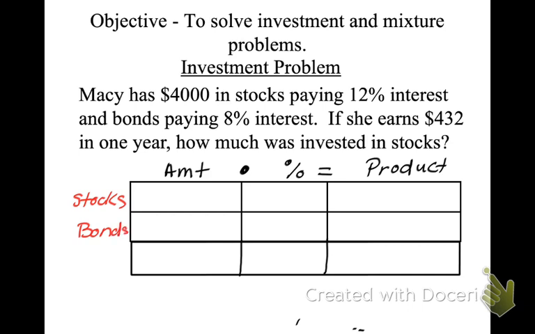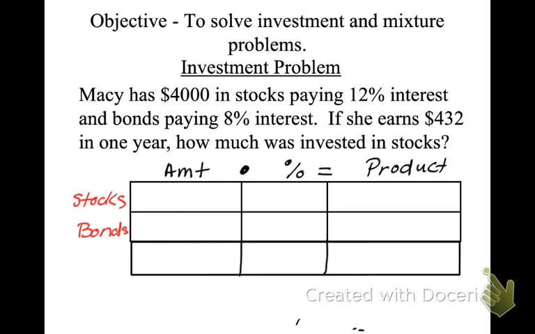Now, I want you to notice, it says Macy has 4,000 in stocks paying 12% interest and bonds paying 8%. Is that 4,000 in stocks or stocks and bonds? It's stocks and bonds because the period ends here. So the end of that thought, if that were just stocks, it would go right here. But that 4,000 really represents stocks and bonds.